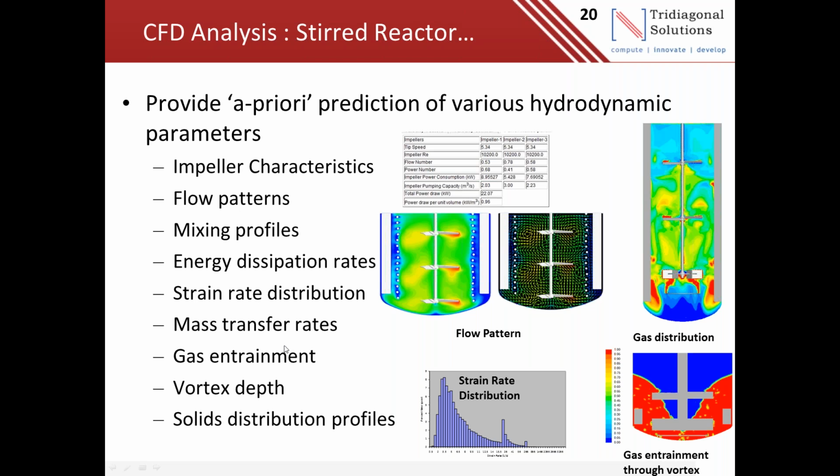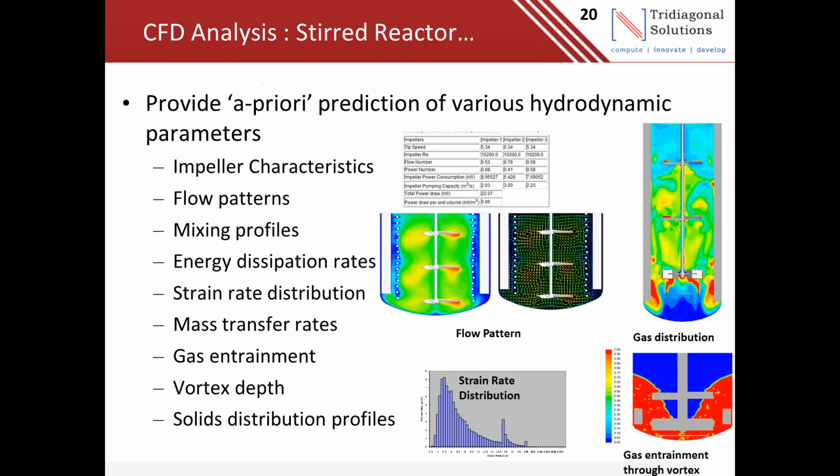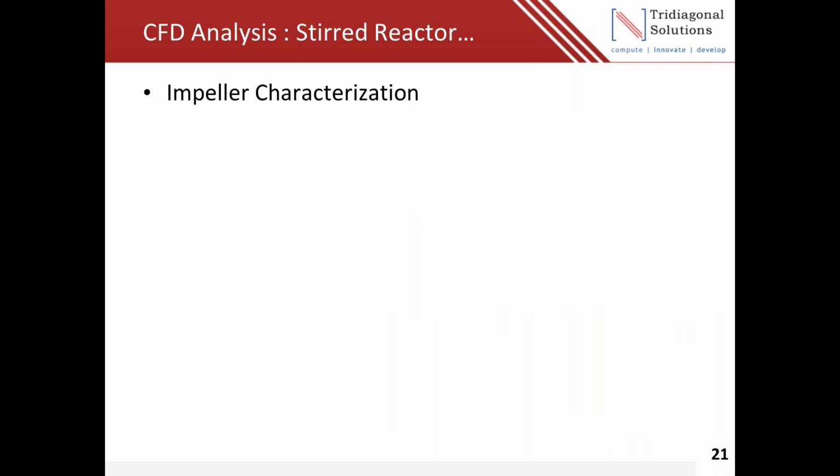Similarly, for gas-liquid distribution, we can get gas buildup, gas distribution, gas concentration distribution, and mass transfer rates. We can get an estimation of the vortex depth and gas entrainment through the vortex, typically in applications like hydrogenation processes and different systems. And we can even get solid distribution profiles using CFD analysis. So we understood how we can use CFD analysis to get various mixing parameters.